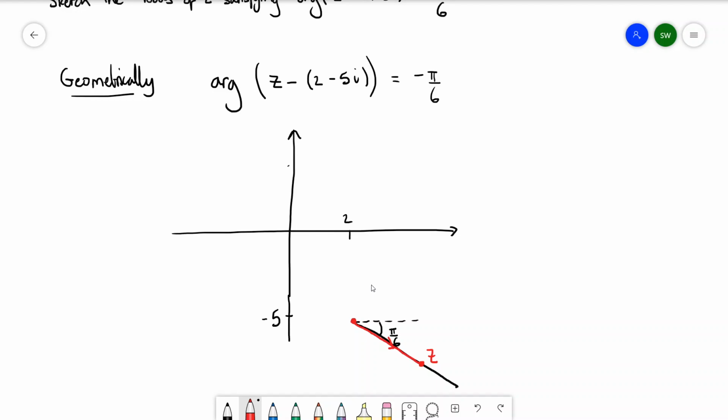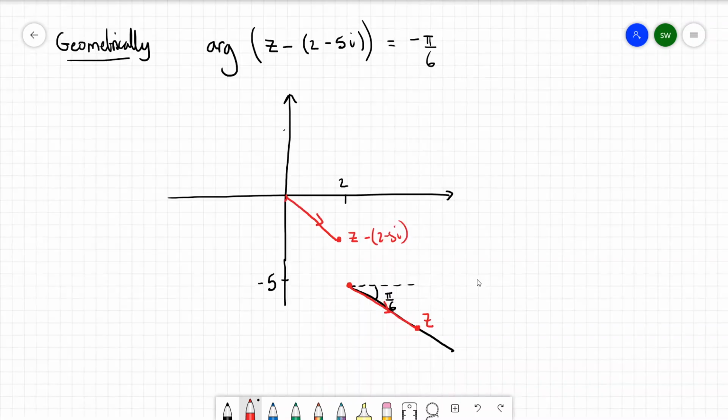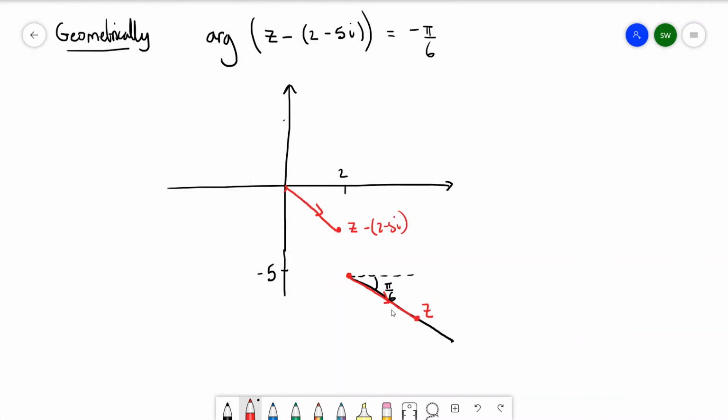Now really what we mean is z minus 2 minus 5i is actually a complex number which has this red vector as its position vector. So in this case, for that value of z, z minus 2 minus 5i is actually a complex number which would be there, and its position vector would be the same as that red vector which I drew in there. And you can see that the argument of this complex number is going to be minus pi over 6.